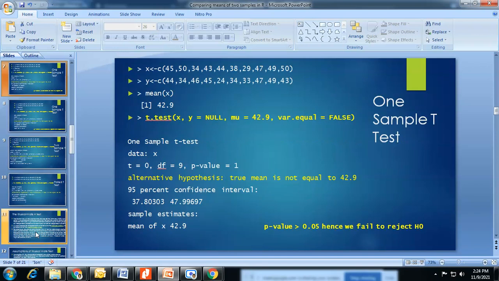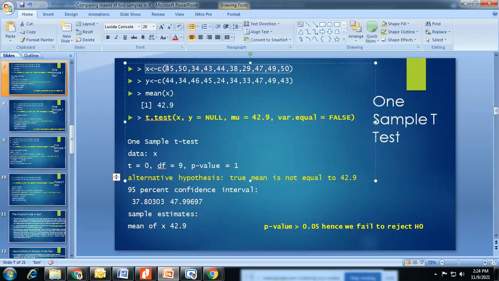Now here is the example. Let's say x is a numeric vector and y is one more numeric vector. First we are calculating the mean. We execute the command mean, and in brackets you pass the variable x. It will give you the mean of the numeric vector, in this case 42.9, let's say.